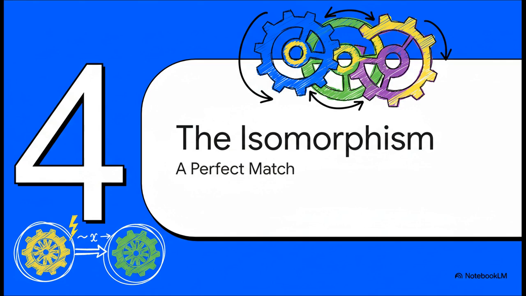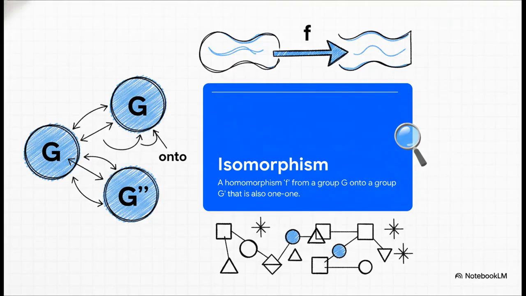Now, this is where it gets really interesting. What happens when we add just one more condition to our structure-preserving map? We go from just comparing two groups to proving that they are, for all practical purposes, the exact same thing. Our source calls this perfect match an isomorphism. So, to be an isomorphism, a map has to be a homomorphism, and it has to be onto, meaning it covers the whole target group. But it has one extra critical requirement. It also has to be one-to-one.